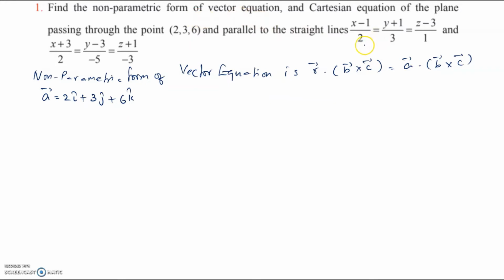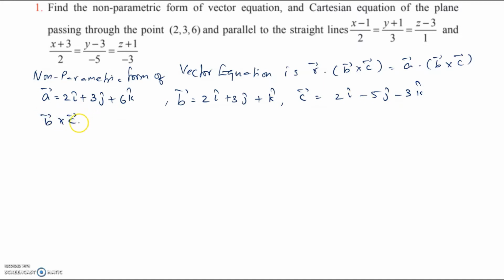So, here you have two straight lines which are parallel. So, the DRs of the first line will be 2, 3 and 1, and the DRs of the other line will be 2, minus 5 and minus 3. So, we can take this as our vector b, which is 2i cap plus 3j cap plus k cap, and vector c is 2i cap minus 5j cap minus 3k cap.